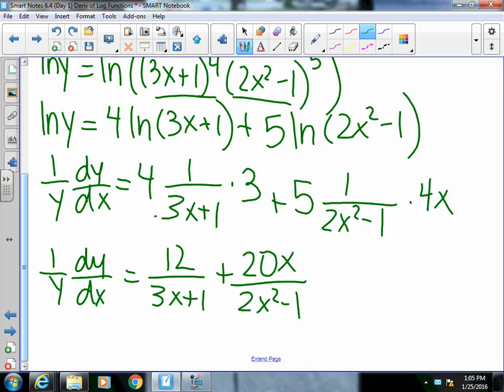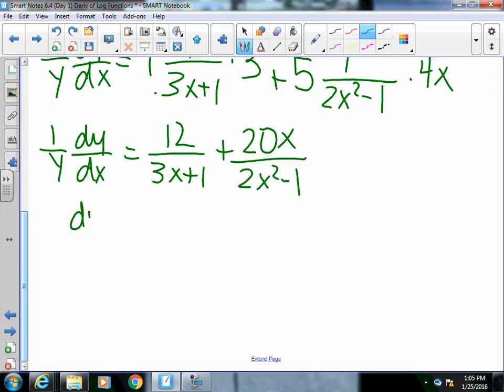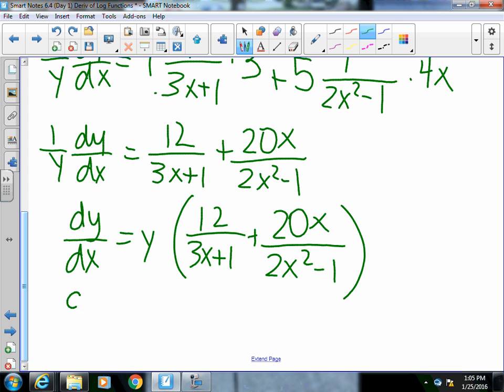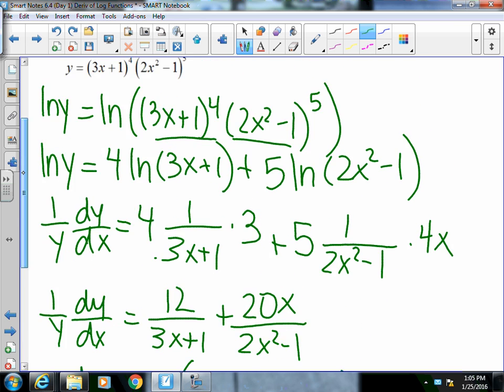We're trying to find the derivative, so we need dy/dx by itself on this left side. So I'm going to multiply both sides by y. So I get y times 12 over 3x plus 1 plus 20x over 2x squared minus 1. And don't leave a y in your answer because we're deriving, we want the derivative in terms of x. We're not entirely in terms of x as long as that y is there. So dy/dx is going to equal, we know what y equals.